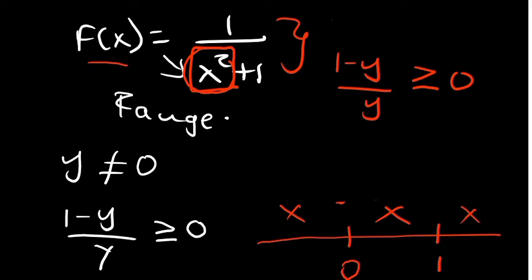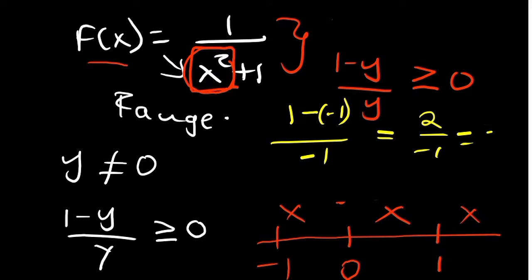I'll start with less than 0, negative 1. If you plug in negative 1 in this function, what value are you going to have? We plug in negative 1: (1 - (-1))/(-1), so you have 2 over negative 1, which is negative 2. So that value is less than 0, so this part is disqualified.